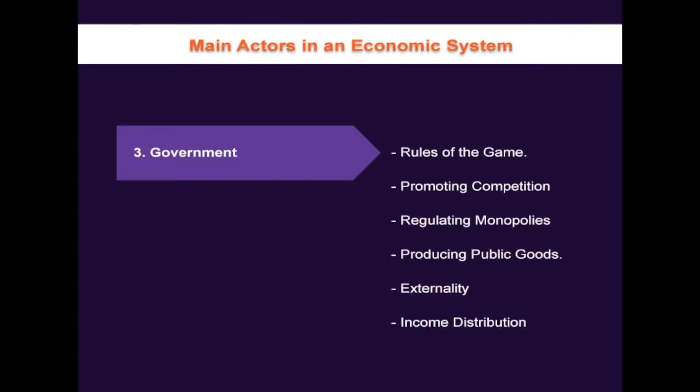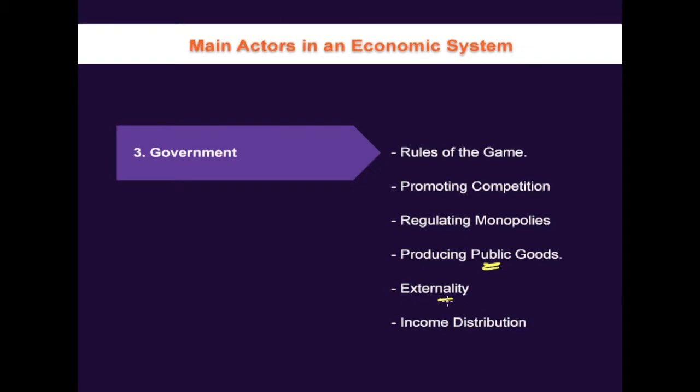The first one would be establishing and enforcing the rules of the game for the producers. And also, the second one would be promoting competition, regulating monopolies, and producing public goods. A public good is a good that, once produced, is available for everyone to consume regardless of who pays and who doesn't. These goods normally don't bring enough profit, so the entrepreneur is not willing to make that decision of producing these goods.